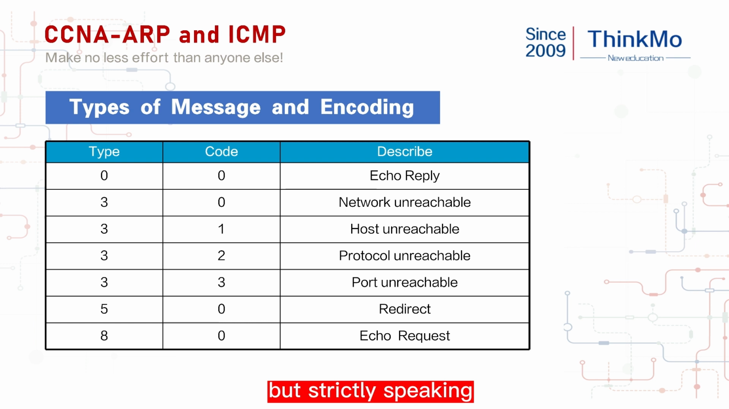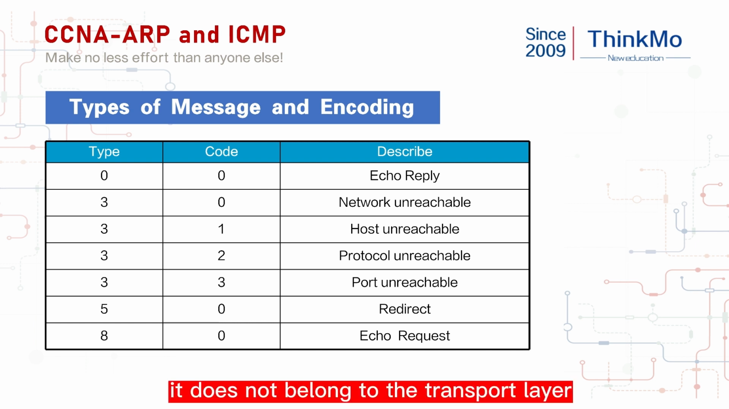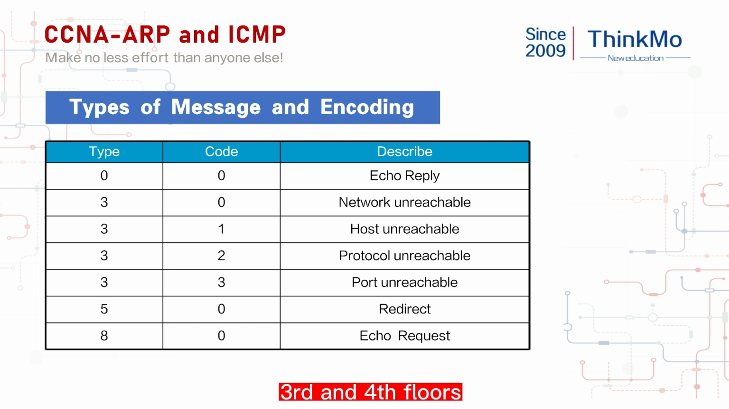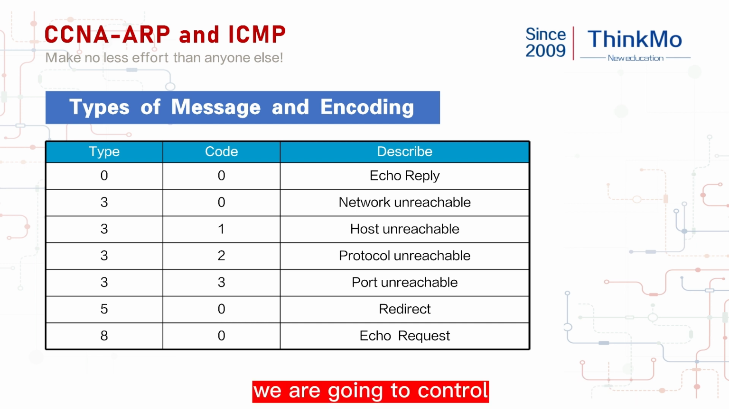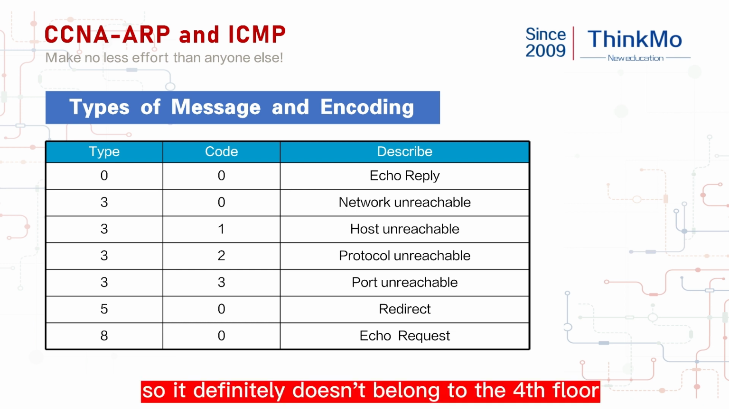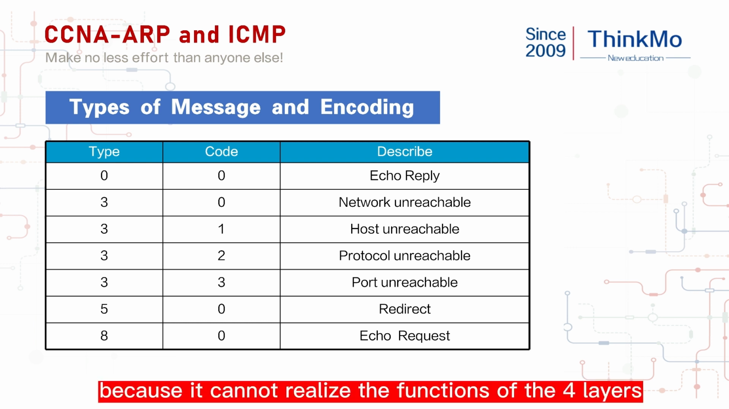But strictly speaking, it does not belong to the transport layer. If you have to ask which of the second, third, and fourth layers it belongs to, it belongs to layer 3. Because the transport layer has ports that we control, and ICMP cannot provide layer 4 ports, it definitely doesn't belong to the fourth layer. It can only be said that it is layer 3, because it cannot realize the functions of layer 4.